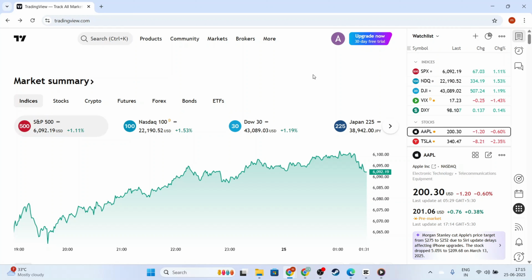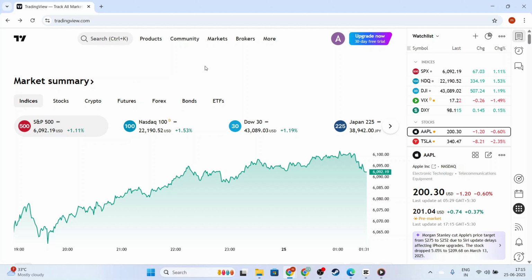In today's video, I'm going to teach you how to add stop-loss orders in TradingView. Whether you're a seasoned trader or just starting out, knowing how to effectively set a stop-loss can be a crucial part of your trading strategy. Stop-losses help you manage risk by automatically closing a position when it reaches a certain price, preventing further losses.